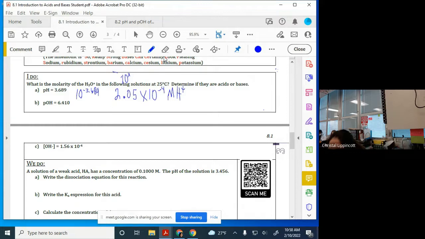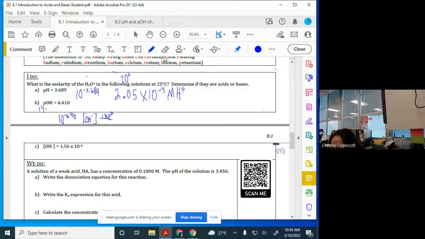Now, this is our pOH. They want to know the hydronium concentration. So if I do 10 to the negative 6.410, that's going to give me this guy. Okay. Now, I could take him and do 1 times 10 to the negative 14 divided by whatever that value is. Or I think it's faster to take this and subtract from 14.